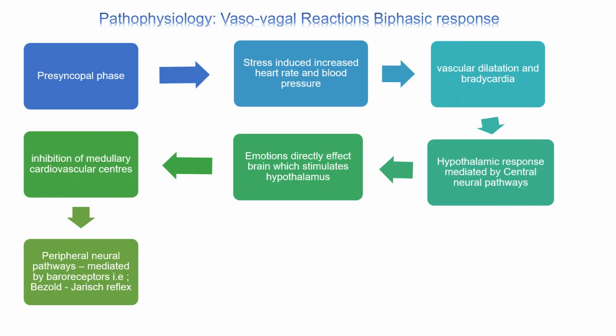Pathophysiology of such reactions: in the pre-syncopal phase, stress can lead to an increase in the heart rate and blood pressure, which can lead to vasodilatation and bradycardia. Then the hypothalamic response, which is mediated by the central neural pathway, where the emotion directly affects the brain, which is stimulated by the hypothalamus. This leads to inhibition of medullary cardiovascular centers and the peripheral neural pathway, which is mediated by the baroreceptor.